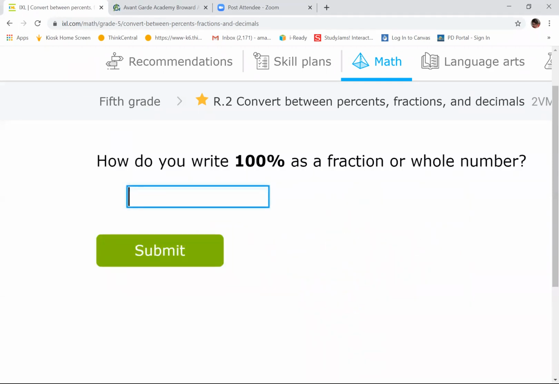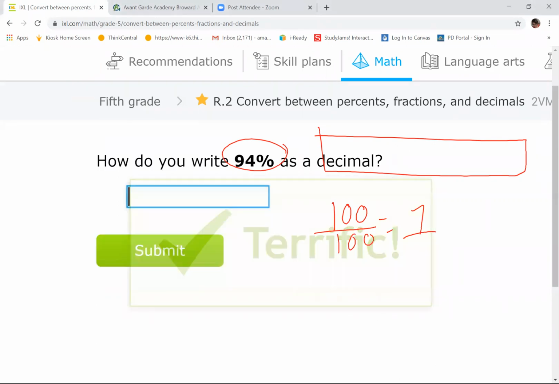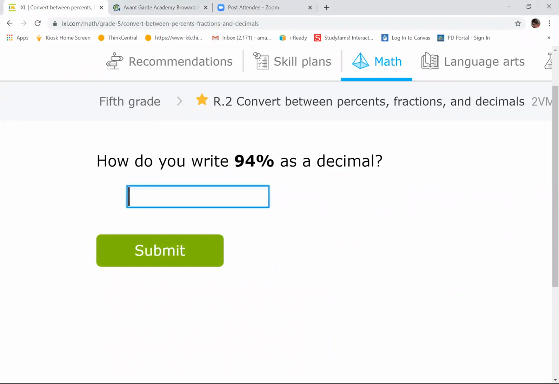Here we go. How do you write 100% as a fraction or a whole number? We've got 100%, which means 100 out of 100. That's what 100% is. Now we can write that as a whole number. It equals 1, right? You got 100%, that means you did the whole thing. How about 94% as a decimal? We've got 94 hundredths.